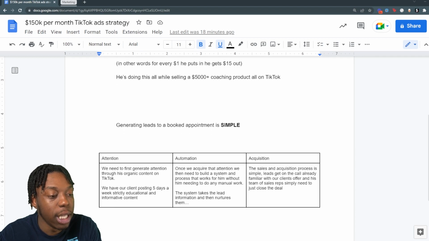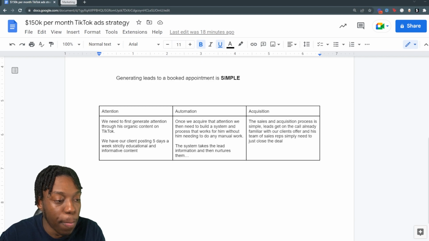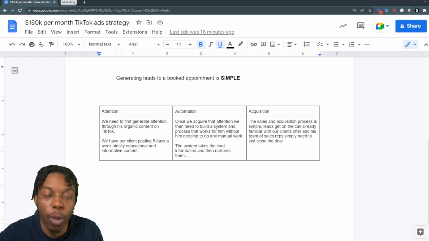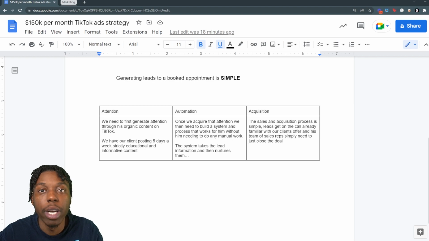All right, so generating leads to a booked appointment is pretty simple. If we look at that AAA system, you can basically break it down as the following. First, attention: we need to generate attention through the organic content that he's posting. We have him posting only 5 times a week, short educational content. The average video length is anywhere between 30 to about 60 seconds. He's just sharing value and information about real estate wholesaling and investing.